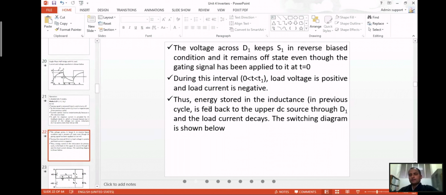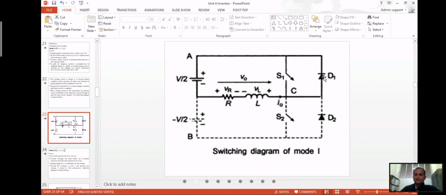The switching diagram is already shown to you. There will be feedback to the upper DC source through D1, and the load current will decay in this case. So this is the switching diagram of mode 1 operation when S1 is closed.